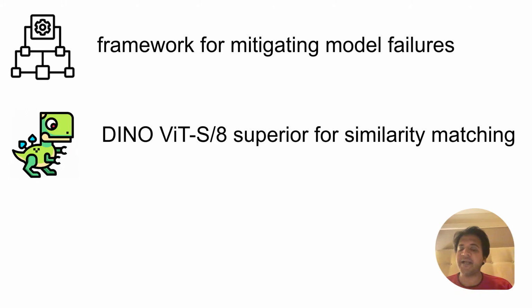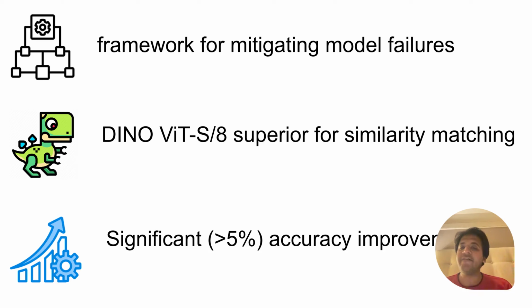In summary, we introduce a framework for mitigating model failures via data-centric debugging. We show that DINO ViT-S8 models are superior for similarity matching for debugging purposes. We observe significant, that is, greater than 5% accuracy improvements using our proposed approach.